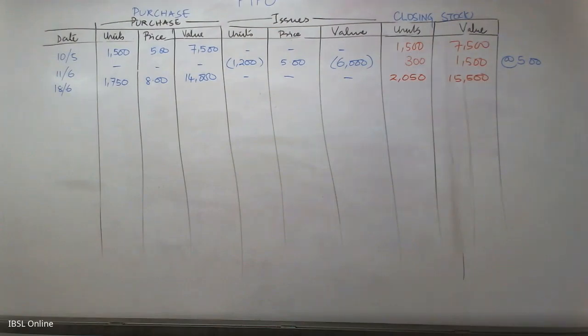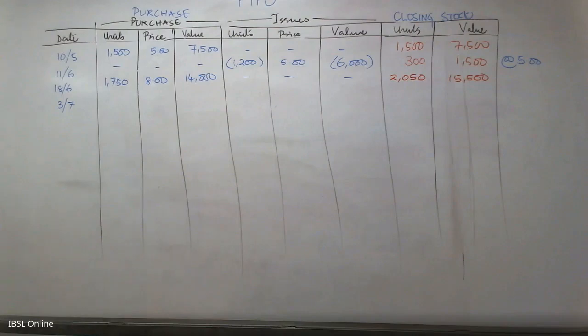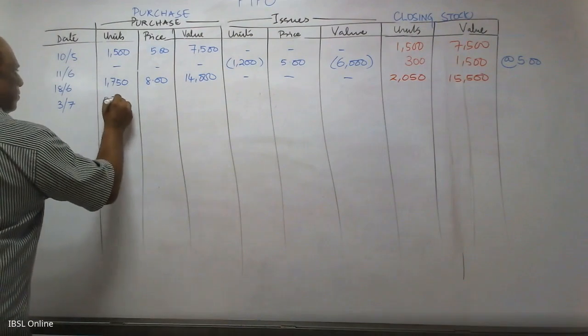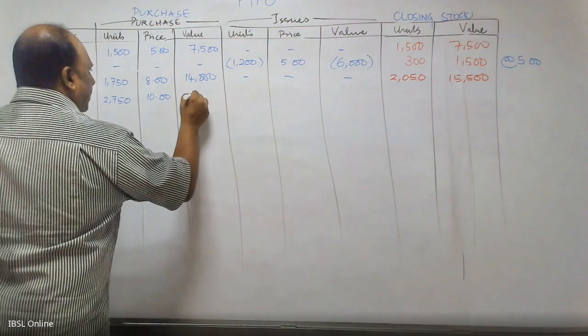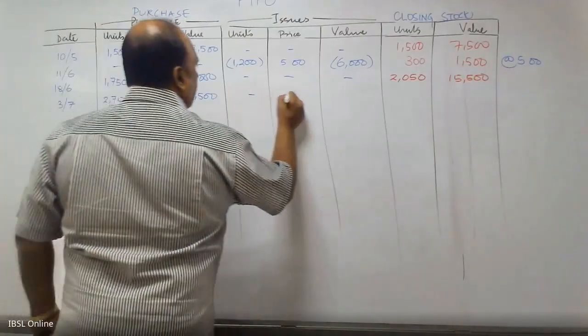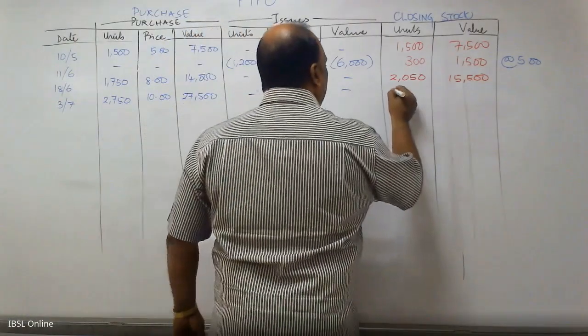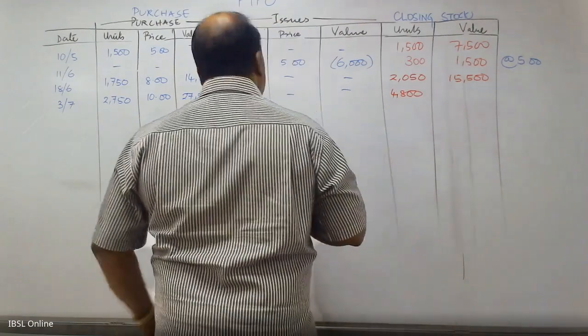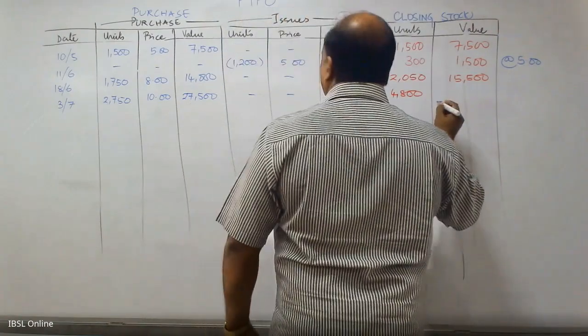Again, there is another transaction happening on 3rd of July. How much is that? 2,750 units at the rate of 10 rupees, which means 27,500. So now 2,050 units plus 2,750 will give me 4,800 units. 15,500 plus 27,500 will give me 43,000.